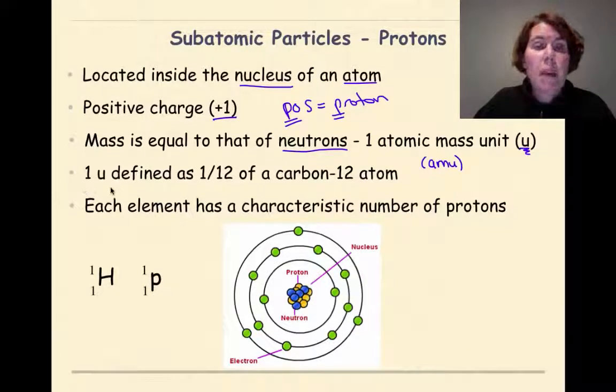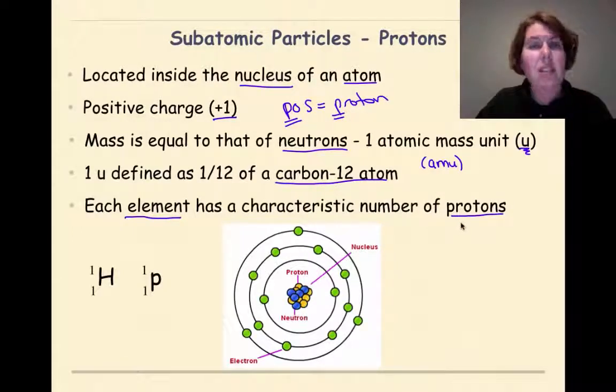Now, 1 atomic mass unit is defined as 1/12 of a carbon atom. So a carbon-12 atom, and this 12 is going to represent a mass, and we'll talk about that in the future, is the standard by which all other elements in the periodic table are weighed against. So all masses of the elements on the periodic table are defined by carbon. And more importantly, each element has a characteristic number of protons. What we're going to discover in the future is that if you change the number of protons inside an atom that make up an element, you basically change the identity of that element.